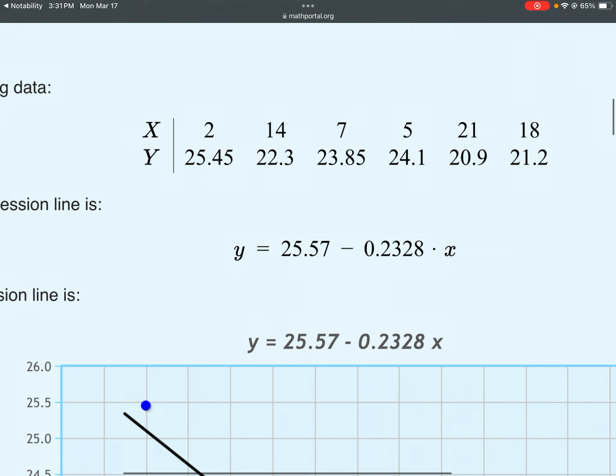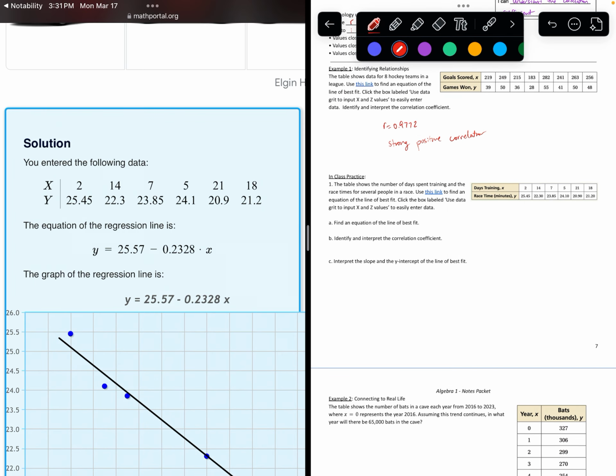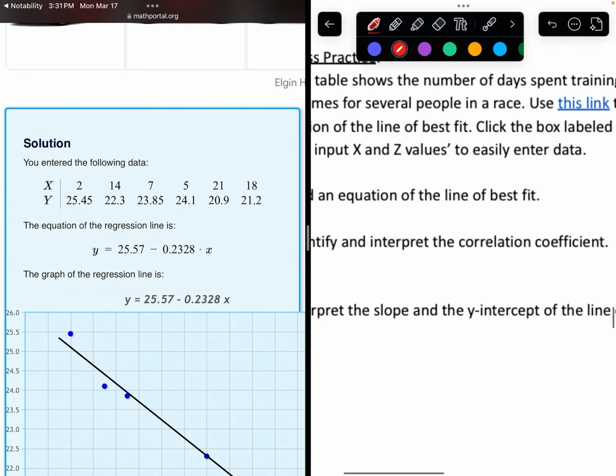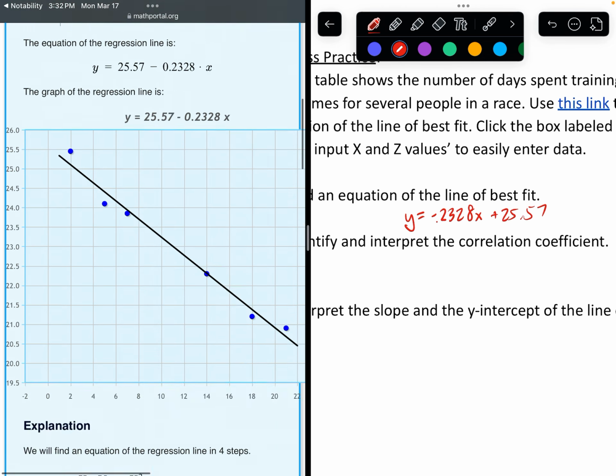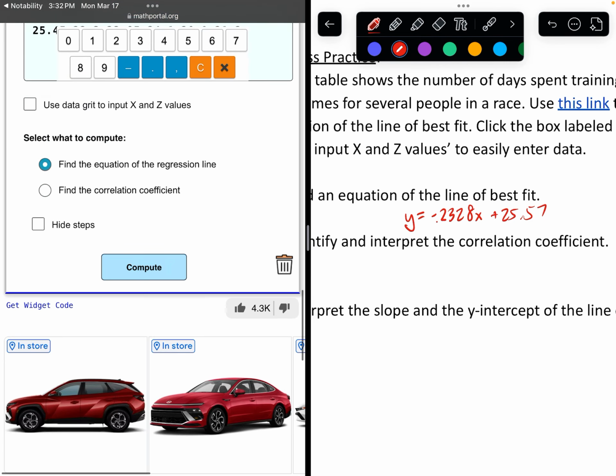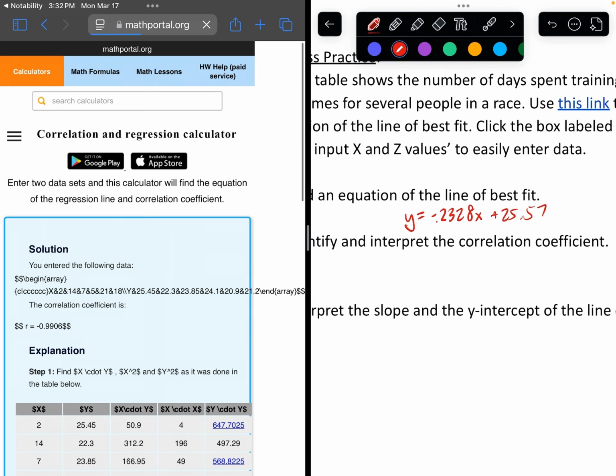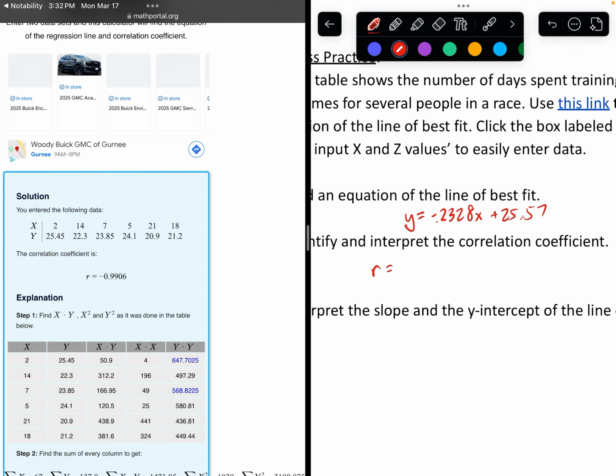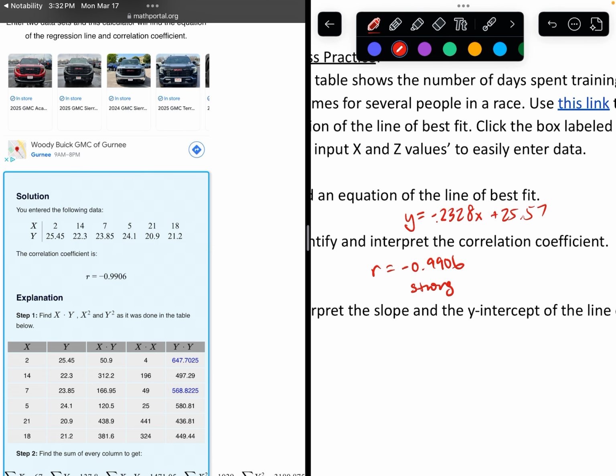In this one, it gives you the y-intercept in front. So what I want you to do is when you write it out, write the slope first, so it is always in the form y equals mx plus b. So if I were to write it out, it would be y equals negative 0.2328x plus 25.57. And then it also says find and interpret the correlation coefficient, so make sure you do that as well. Looks like r is equal to negative 0.9906, which means it has a strong negative correlation.